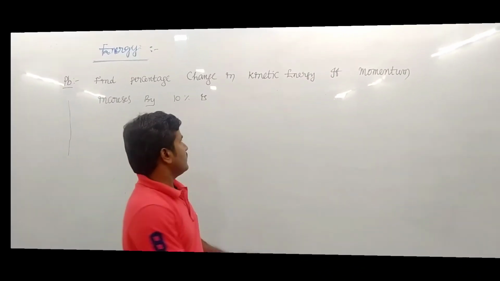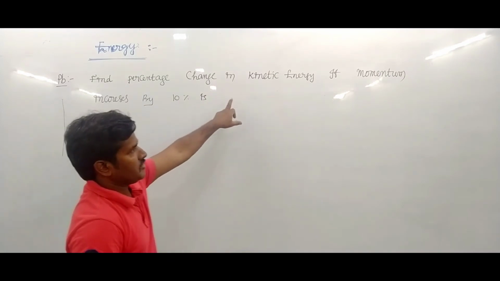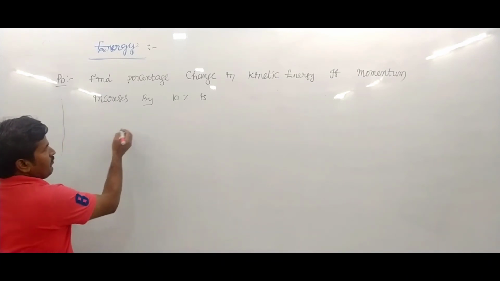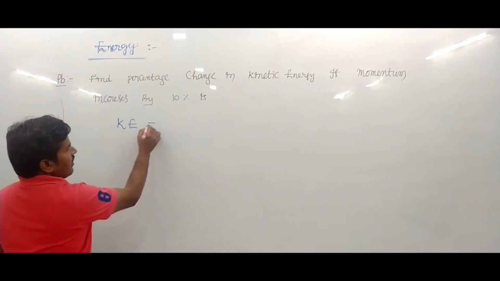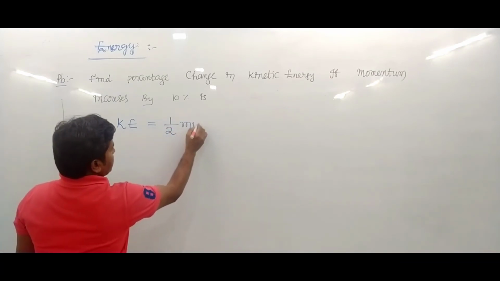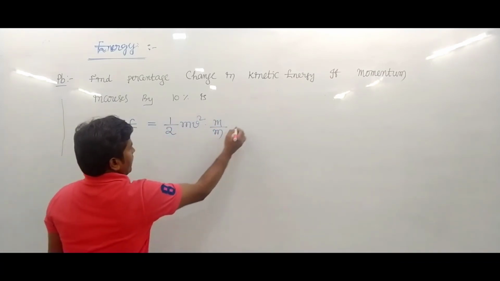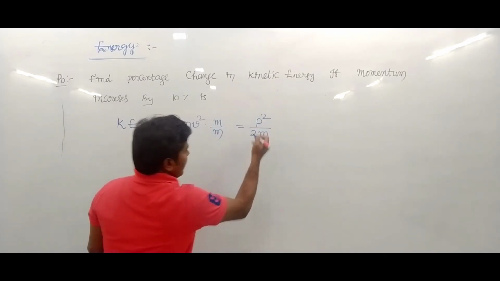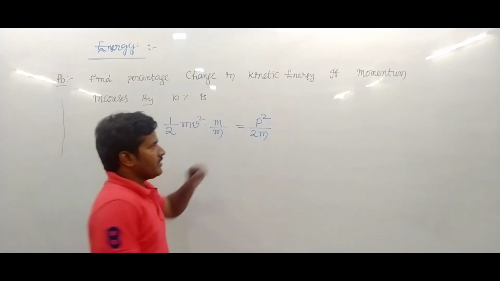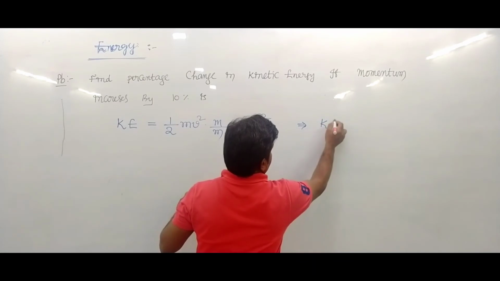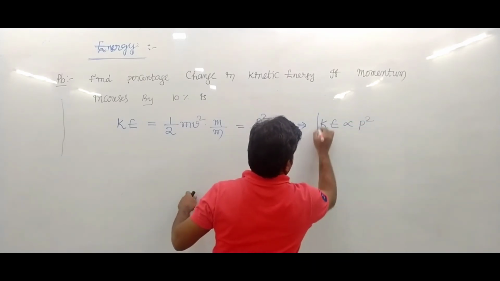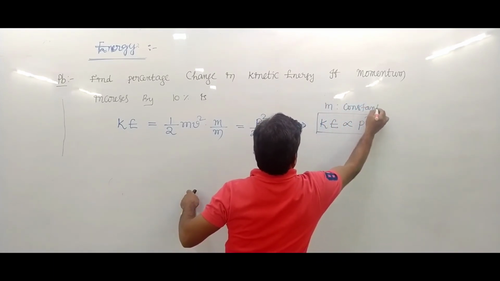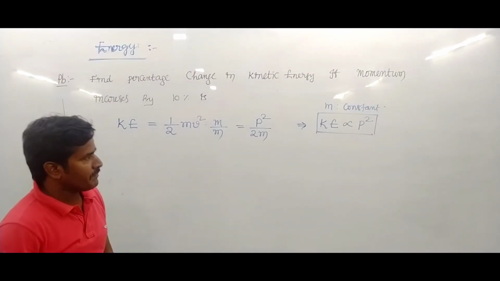Find the percentage change in kinetic energy if the momentum increases by 10%. Kinetic energy is written as half mv square. In terms of momentum, its value becomes m square v square, that is p square, linear momentum square, upon 2m. Kinetic energy equals p square upon 2m. Kinetic energy is directly proportional to p square when mass remains constant, as the body mass does not change.